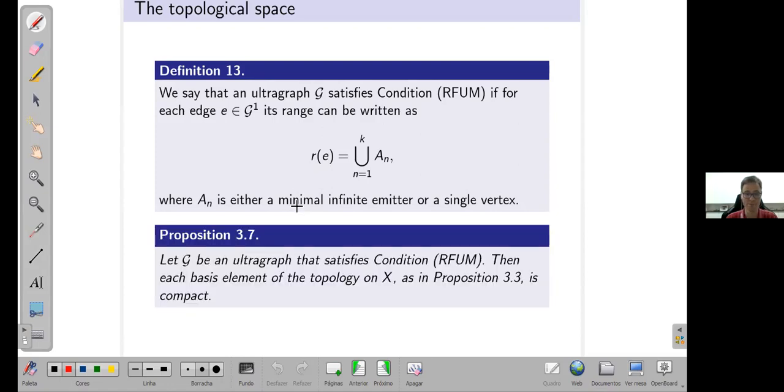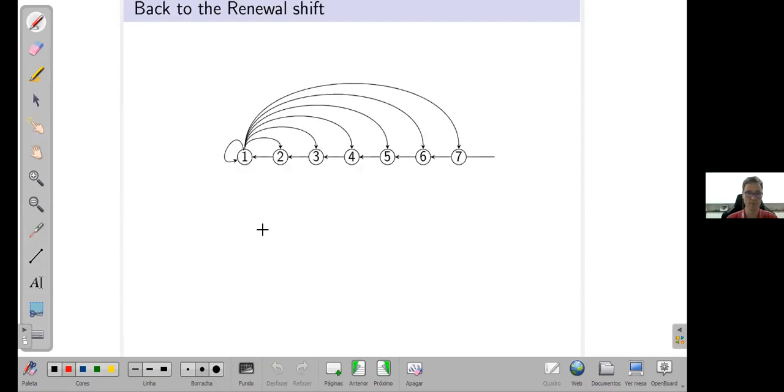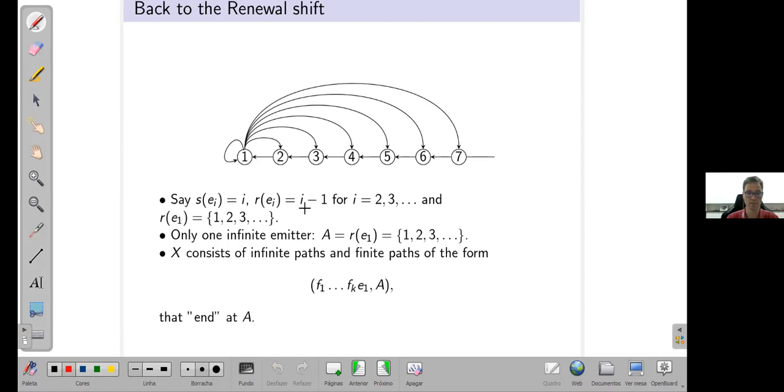Okay, so with this space, we have a shift map, as we just erase the first edge, and here I'm defining that if we have an infinite sequence of length 0, then you just repeat itself. But usually we just take it out and look at this as a local homeomorphism. Okay, so I'm just going to give you another example of the renew shift, where now the space is all infinite paths and the paths that end at A, so the edge ends at E1, at the first edge. Okay, that will be the space.